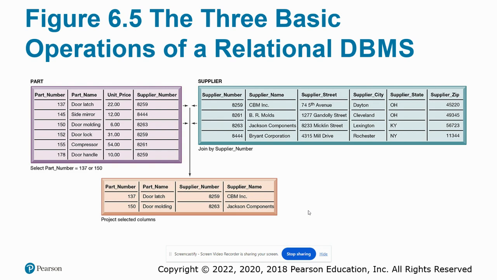The join operation uses the foreign key of the supplier number provided by the part table to locate supplier data from the supplier table for just those records selected in the select operation. Finally, the project operation limits the columns to be shown to be simply the part number, part name, supplier number, and supplier name within the orange rectangle.